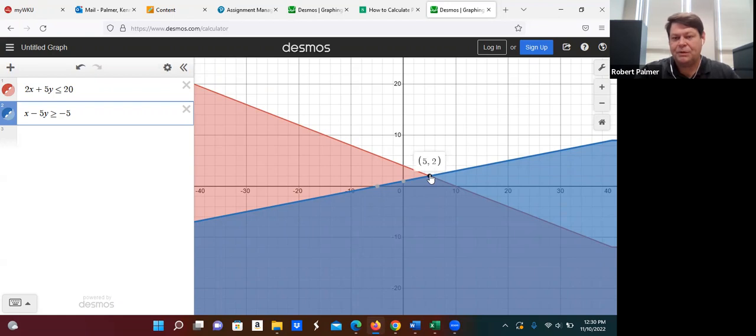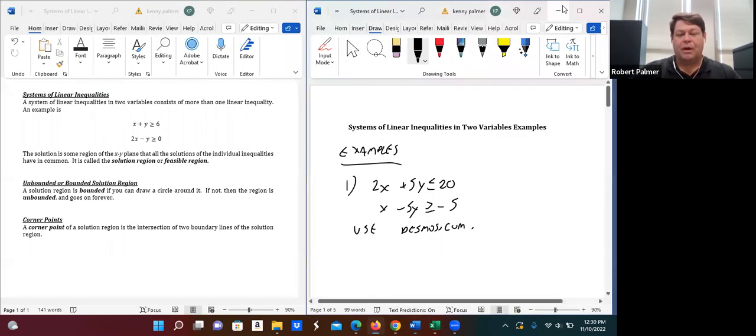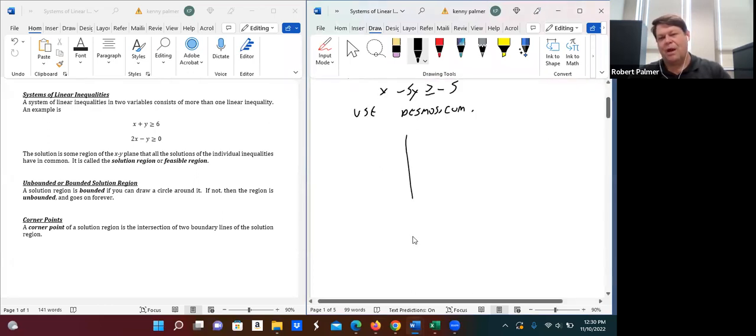And also these corner points are going to be useful. This is actually the only corner point we have, 5, 2. Okay, so let's go back and draw that on our really basic graph. Once again, we use Desmos for the more precise graph. So I have this point, 5, 2, which is where the lines intersect.